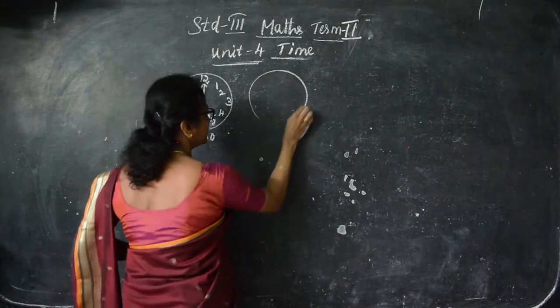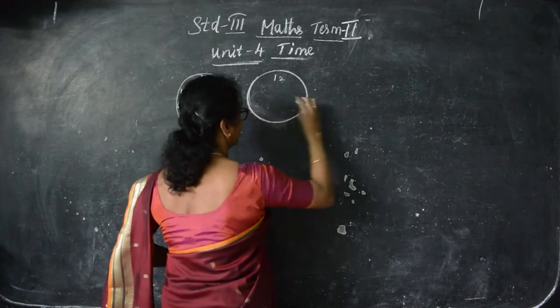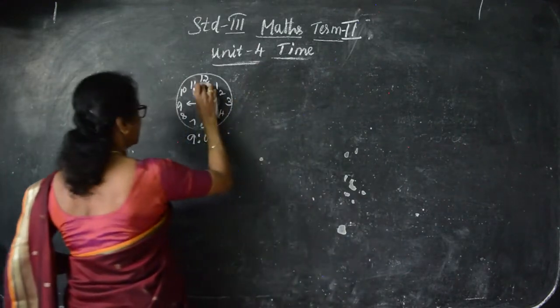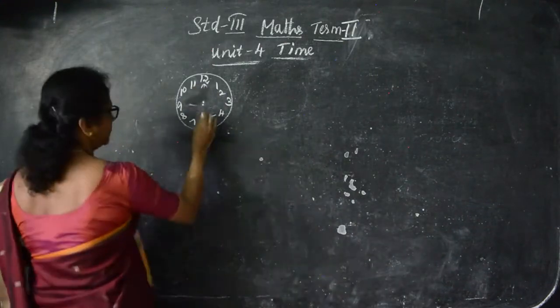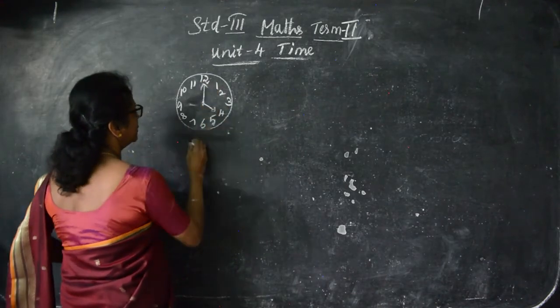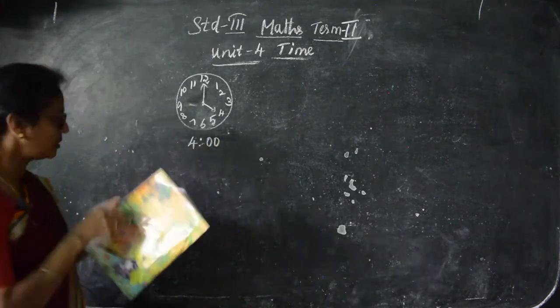They are given us. And the next sum is 4. They are given 4 for the small hand and this one the big hand. So you can write 4 o'clock. Okay, and the next one is 2.